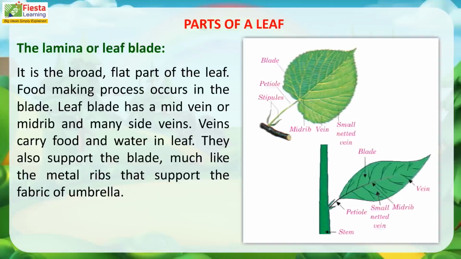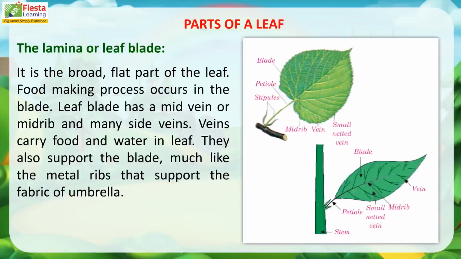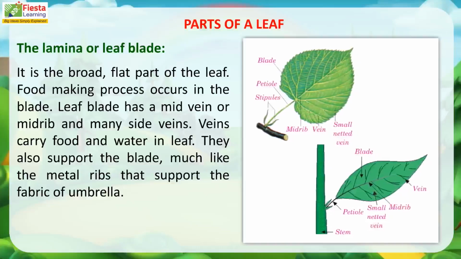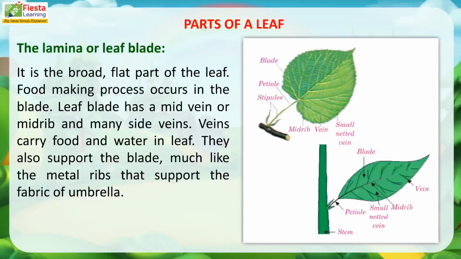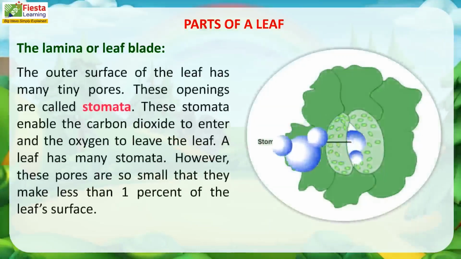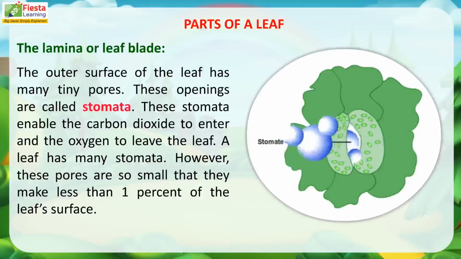Leaf blade has a mid-vein or midrib and many side veins. Veins carry food and water in the leaf. They also support the blade, much like the metal ribs that support the fabric of an umbrella. The outer surface of the leaf has many tiny pores. These openings are called stomata. These stomata enable the carbon dioxide to enter and the oxygen to leave the leaf. A leaf has many stomata. However, these pores are so small that they make less than 1% of the leaf surface.